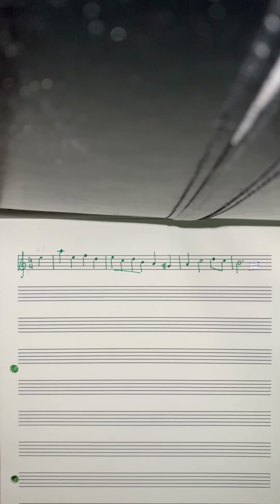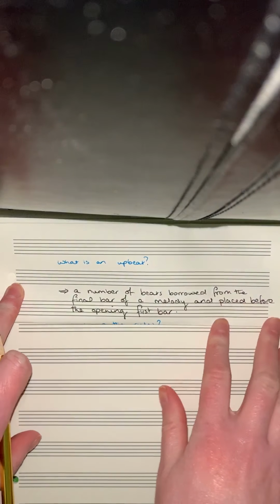Okay, so here is your video on minor melodies with an upbeat. The first thing you need to do is look at your upbeat before you look at your minor key, because you need to know how your upbeat is going to affect your melody. First things first, let's revise what a melody upbeat actually is.